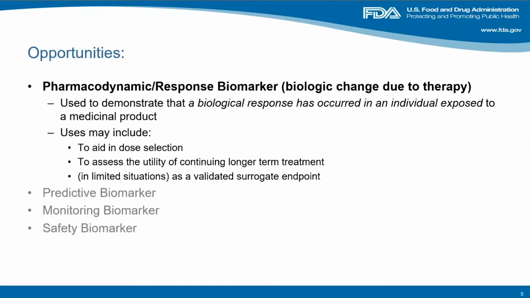Another potential use of a pharmacodynamic response biomarker, albeit in limited situations, may be as a validated surrogate endpoint. A validated surrogate endpoint is one that is well established to be associated with clinical benefit. For example, blood pressure is a pharmacodynamic response biomarker that is utilized as a primary endpoint in clinical trials because it has been shown to be a validated surrogate for stroke, MI, overall mortality, and heart failure based upon data obtained from more than 500,000 patients across multiple randomized trials.